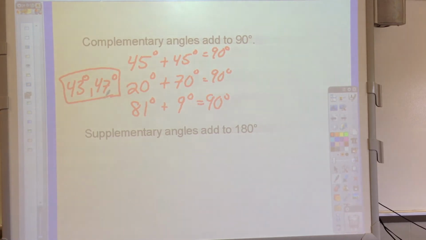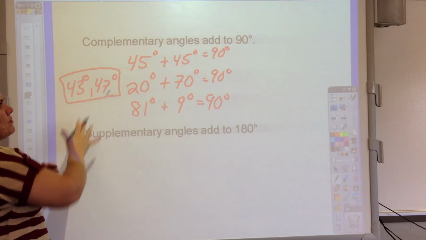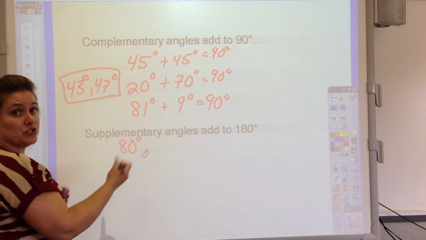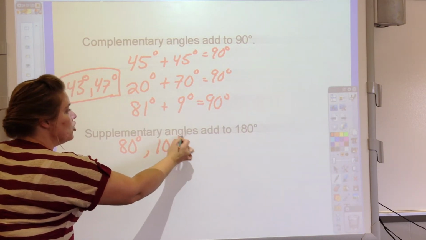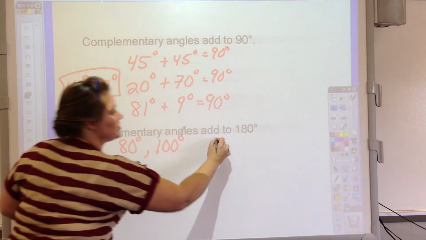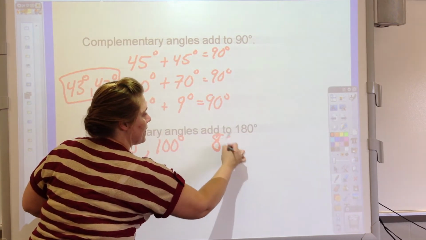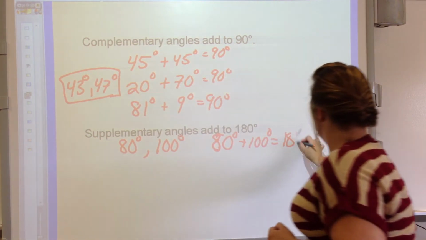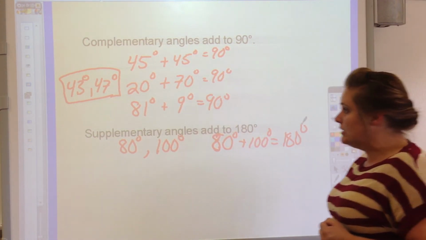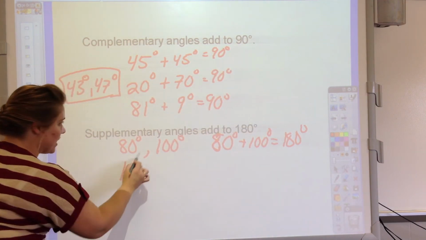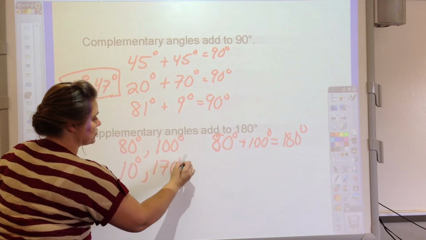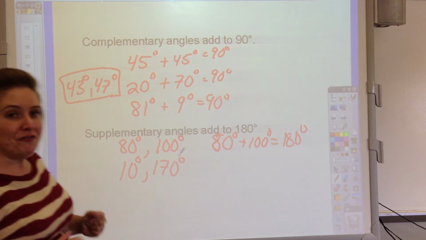All right, let's move on to supplementary angles, those that add to give us 180. And let's just name them in angle pairs. An 80-degree angle would be supplementary to a 100-degree angle. Notice that when I add them together, just like I did at the top, now I get 180 degrees. Does that make sense? How about a 10-degree angle? Now its supplementary angle is 170. All right, hopefully we get the idea.